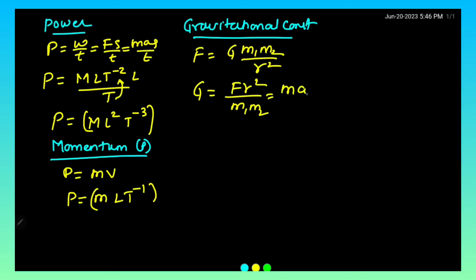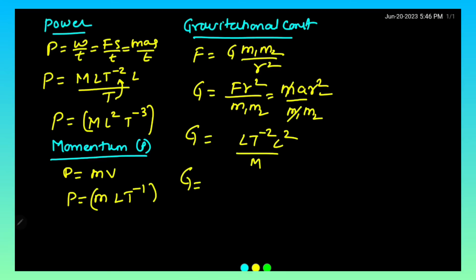So F can be taken as m into a, mass into acceleration, into r square by m1 m2. Both are masses, we can cancel out here. So therefore g is nothing but acceleration is L t power minus 2, r is nothing but L square, again here m is left in the denominator. So the dimensional formula for gravitational constant is m comes to numerator, becomes m power minus 1 L cube t power minus 2. So this is the dimensional formula for gravitation.